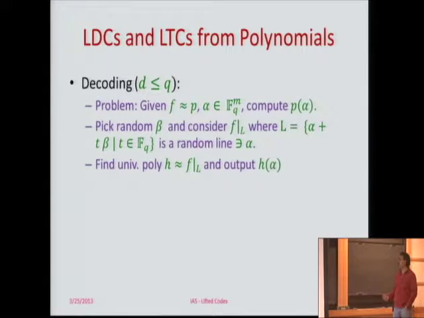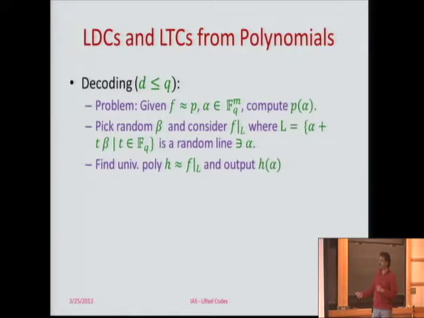So how do you get locally correctable codes and testable codes from polynomials? When the degree is less than the field size, the decoding algorithm is very simple. So let's look at the decoding problem. What is it? The problem is you're given some m-variate function f, mapping F_q to the m to F_q, and it's supposed to be close to some polynomial p of degree at most d. Given that it is close, what you're also given is some point alpha in F_q to the m, and you're saying what is p of alpha. So that's the question.